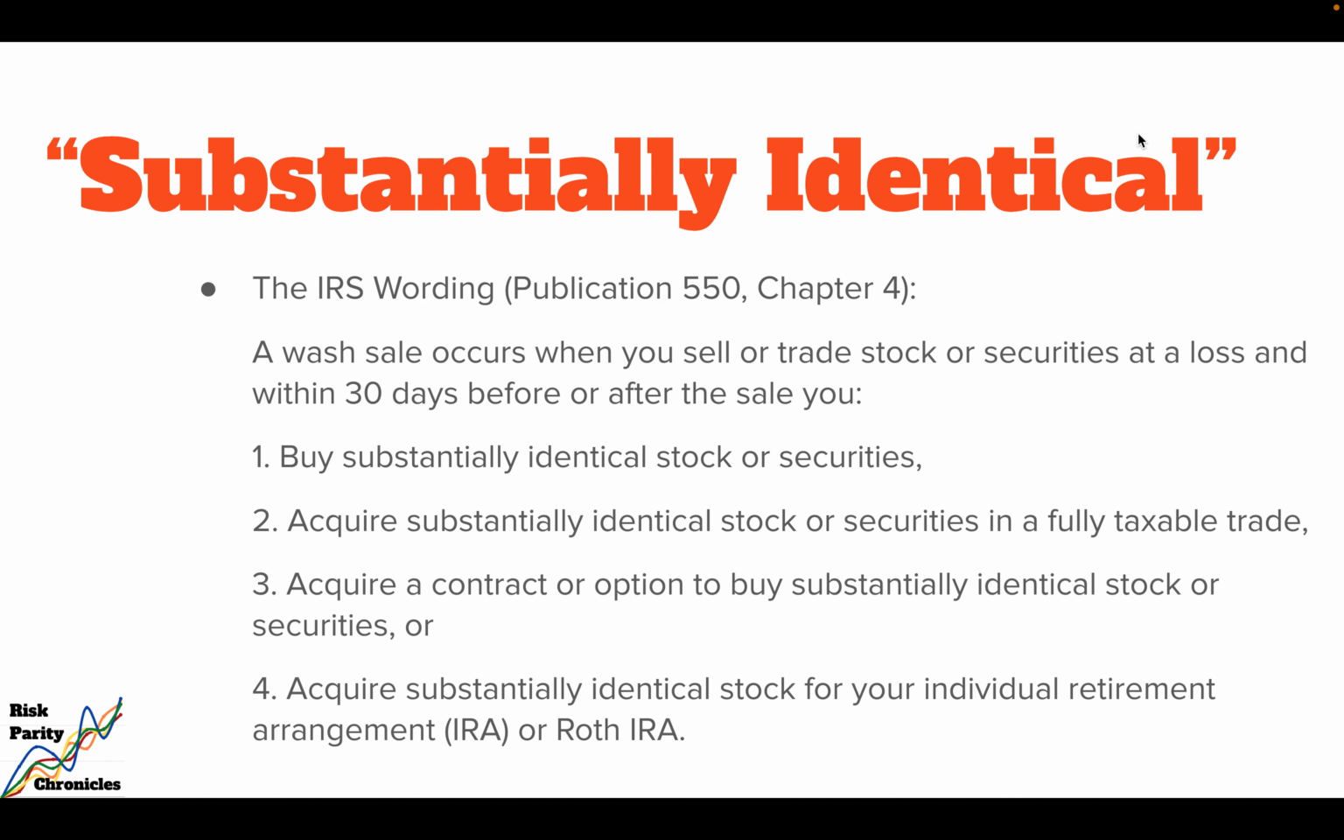Okay, so here's the wording from Publication 550, chapter 4. A wash sale occurs when you sell or trade stock or securities at a loss and within 30 days before or after the sale you: 1. Buy substantially identical stock or securities, 2. Acquire substantially identical stock or securities in a fully taxable trade, 3. Acquire a contract or option to buy substantially identical stock or securities, or 4. Acquire substantially identical stock for your individual retirement arrangement, IRA or Roth IRA.